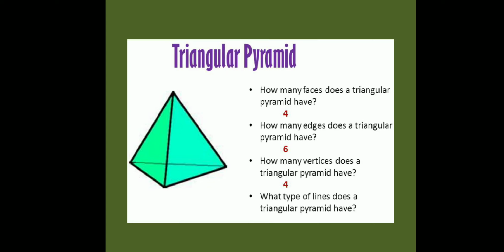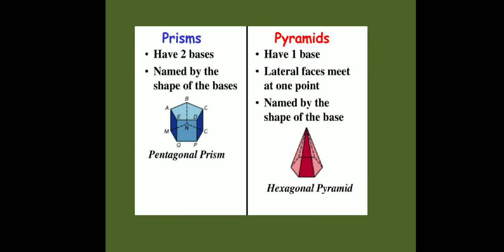How many edges does it have? It has 6 edges, 3 on the top and 3 in the base. So 3 plus 3 is 6. And it has a total of 4 vertices, 1 on the top and 3 in the base. So a total of 4 vertices.